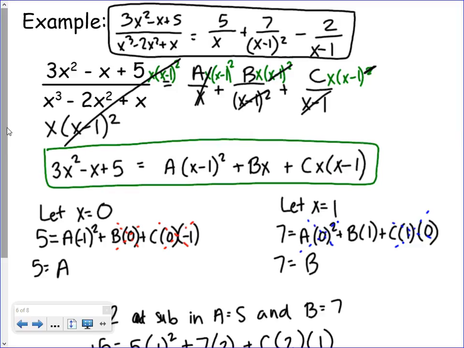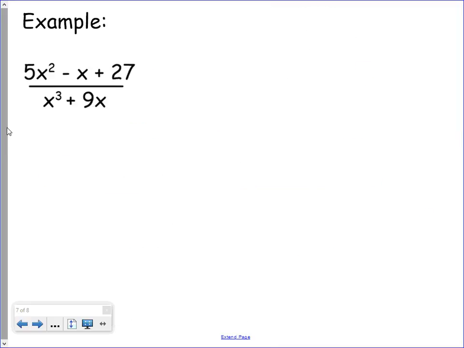Okay, very good. Our last example that we're going to do, we didn't do a setup in the warm-up, but this is an example where when we factor our denominator, we'll have one quadratic factor. So you'll get to see one example like that as well. Okay, so this is our last example. Go ahead and write this down. 5x squared minus x plus 27 divided by x cubed plus 9x.